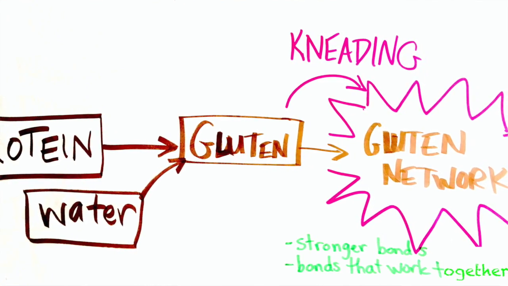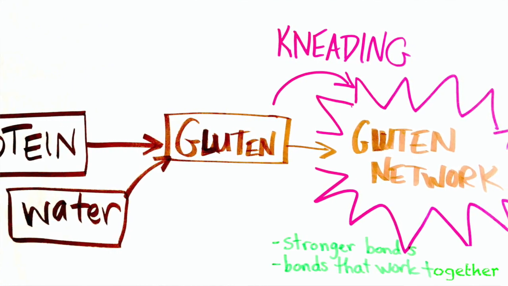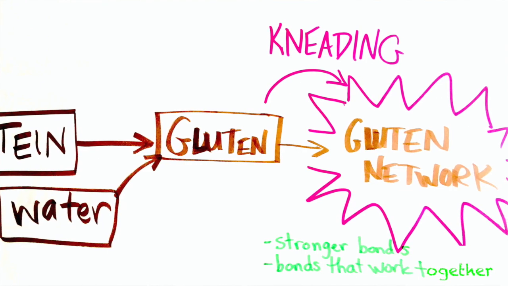And so this gluten network that develops becomes stronger and stronger, and this is what gives strength to dough and makes it tough and gives the ultimate structure to your bread. It helps the dough rise in a more controlled manner.